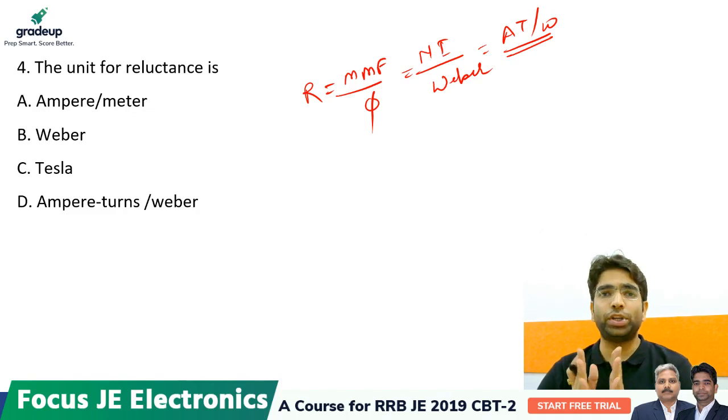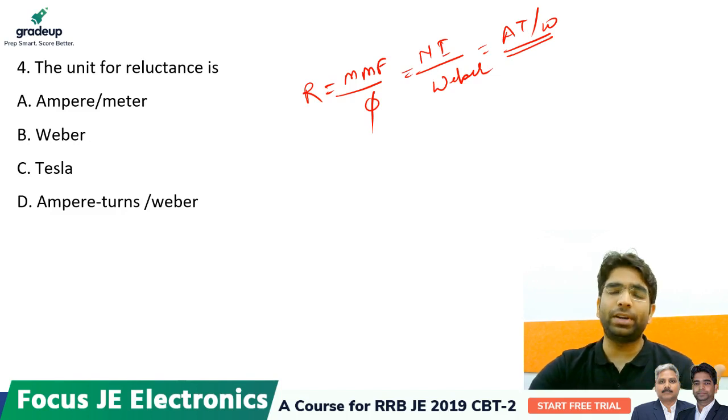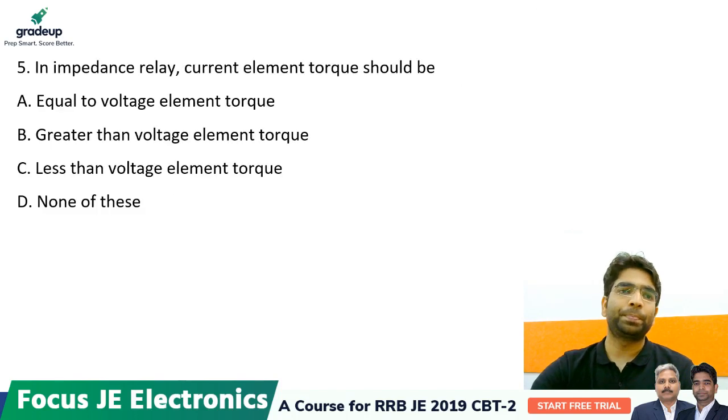Reluctance is the opposition offered by a magnetic material to the magnetic flux. Okay, that has been set up.